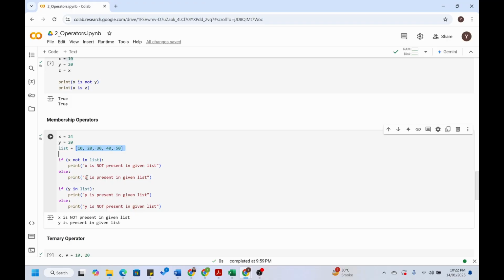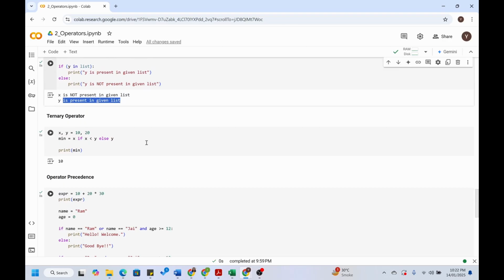Otherwise you should write that x is present in the given list. Okay, so that is the way. So I'm saying here x is not present in the given list, which is true here. Now again I am saying that if y is in the list, that means y is 20, and if it is present in the list, which is true, then it should write y is present in the given list. Otherwise it will write y is not present in the given list. So you can see here the result is y is present in the given list. So that is called the membership operators.